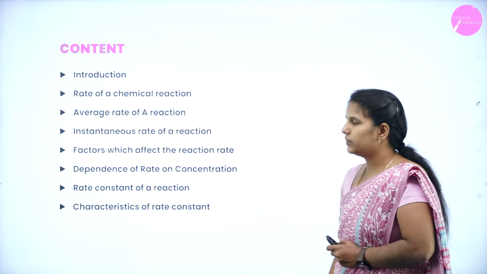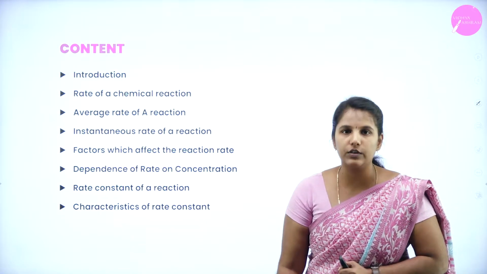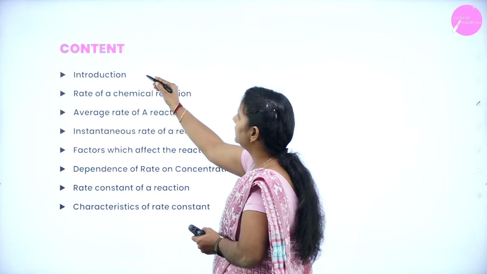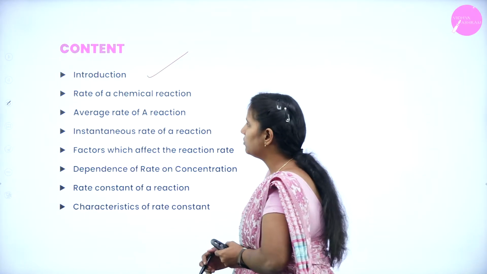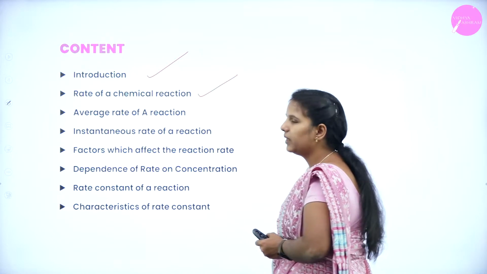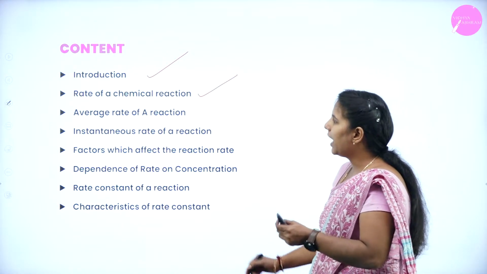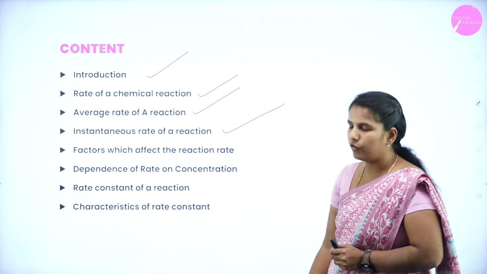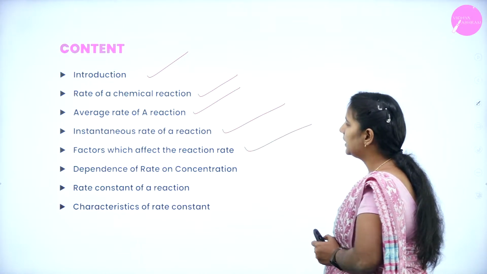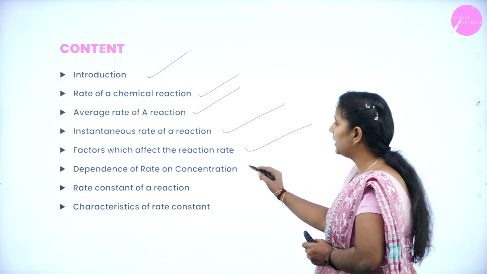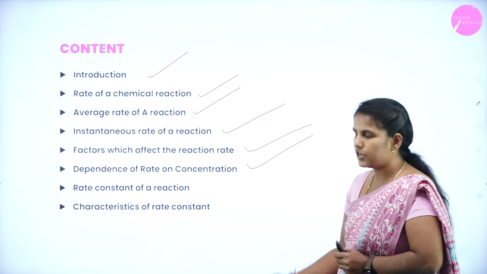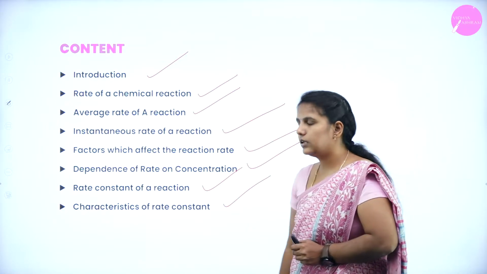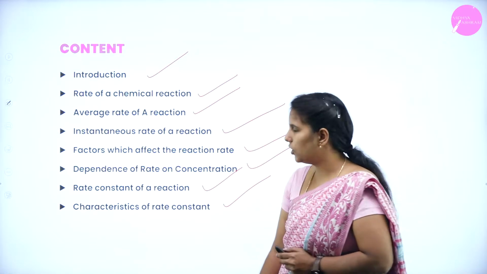Before going to discuss this unit, let's see what we are going to discuss in it. In this session, we are going to discuss the introductory part of this unit: the rate of chemical reaction, the average rate of a reaction and the instantaneous rate of a reaction, the factors that affect the reaction rate, the dependence of rate on the concentration, and also the rate constant of a reaction and the characteristics of the rate constant.